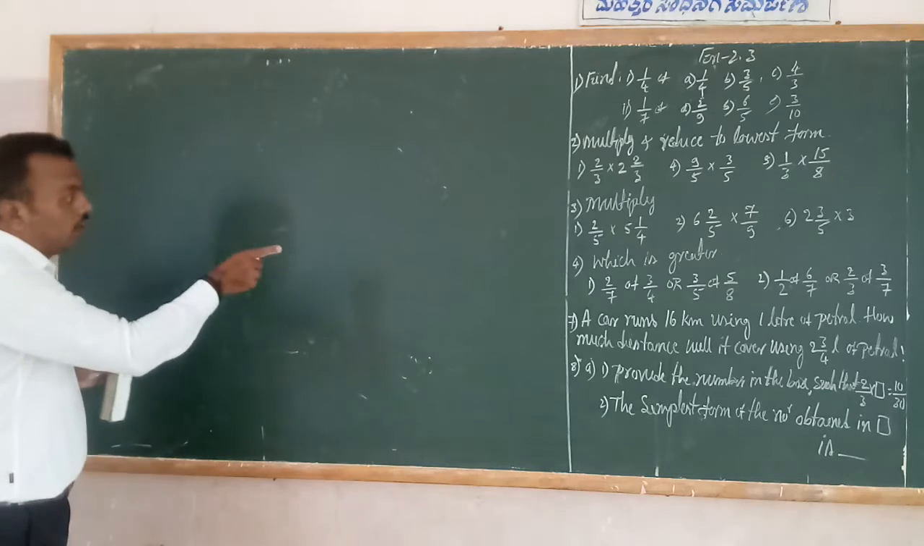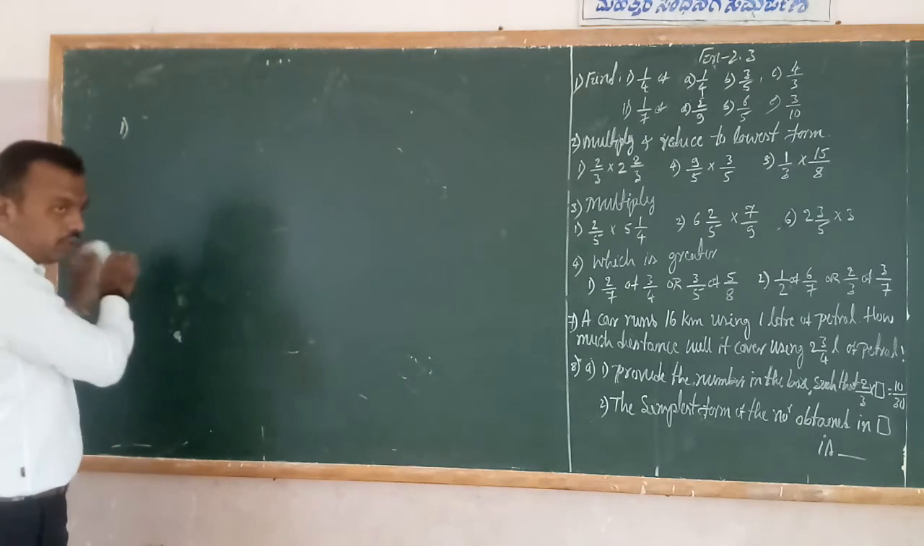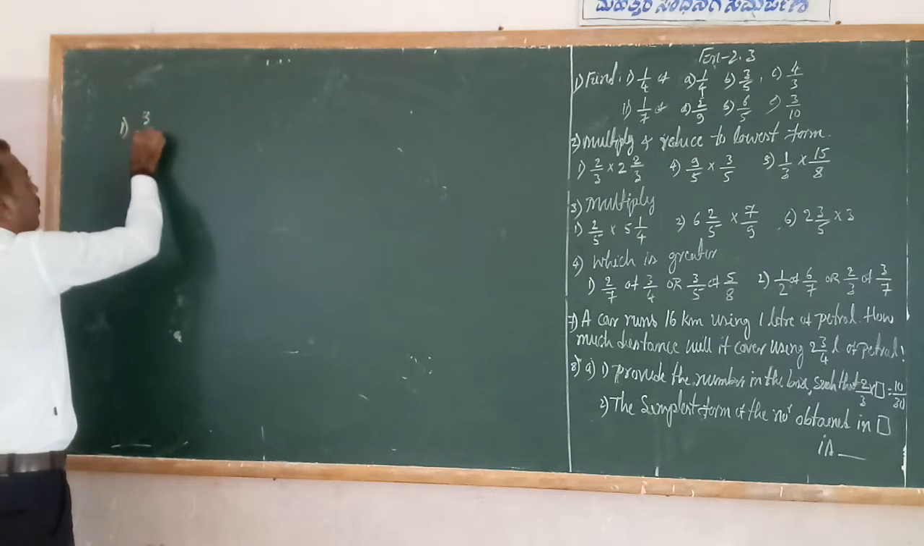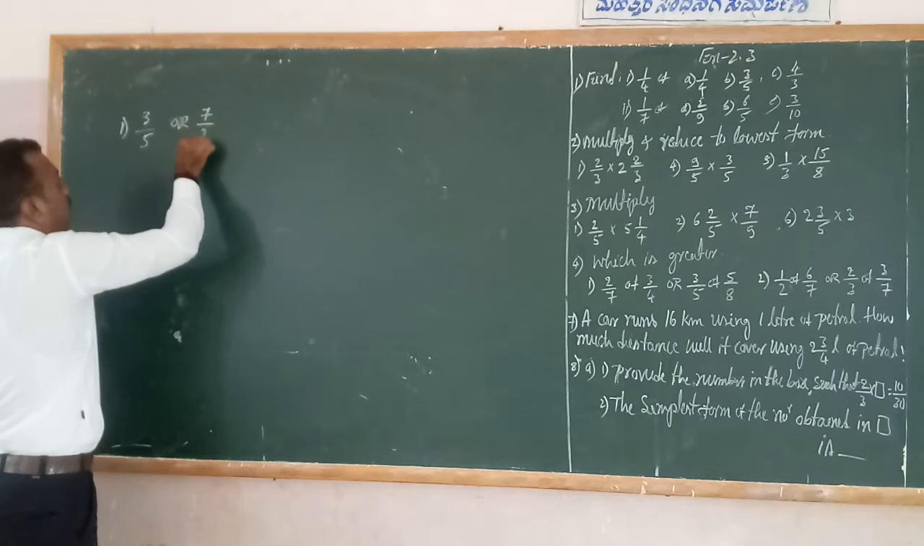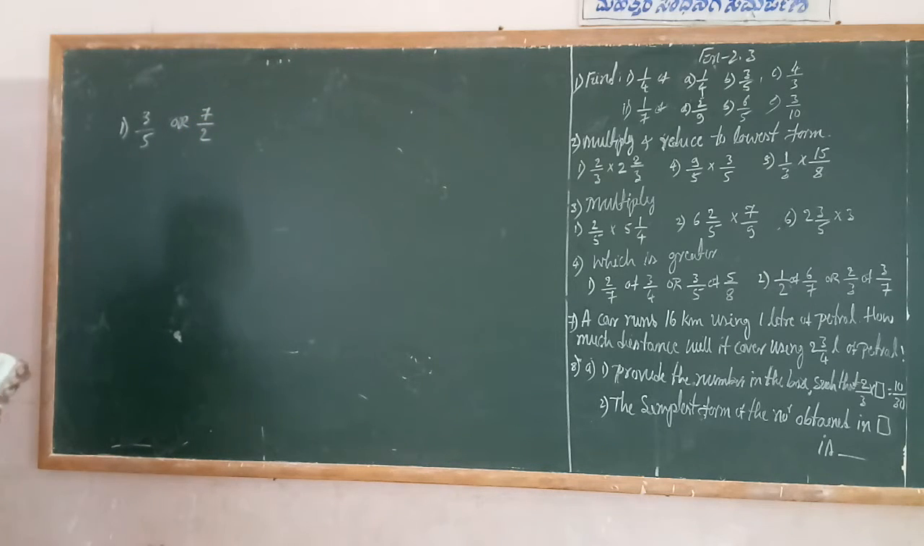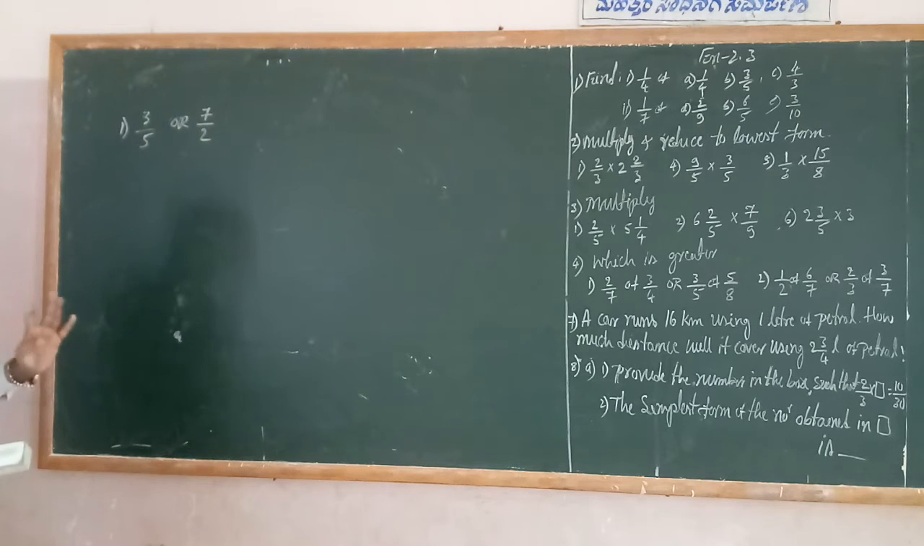I will do one of the questions. Before going to that, I will show one example. See, 3 by 5 and 7 by 2 are there. So of these two fractions, which is smaller and which is greater?